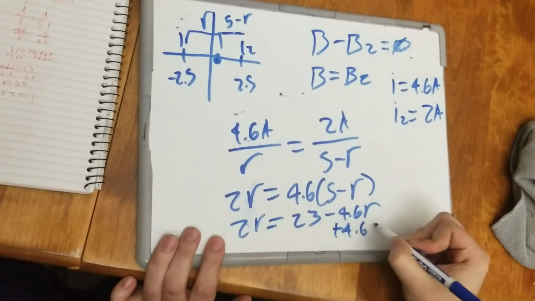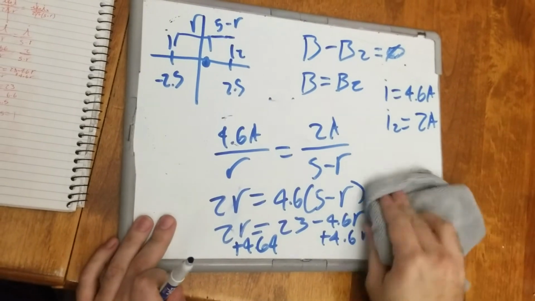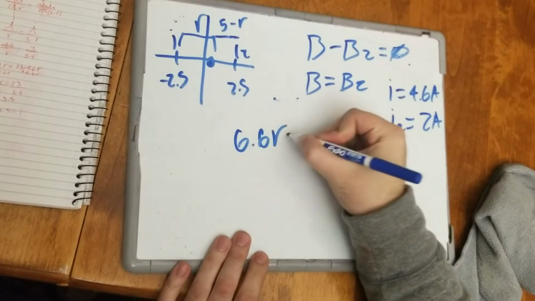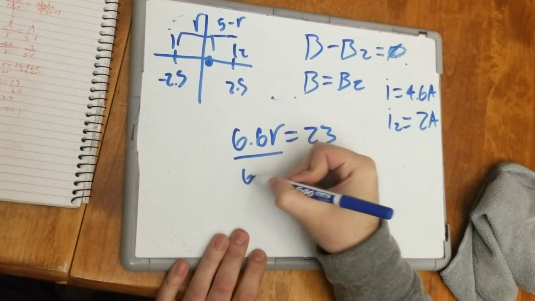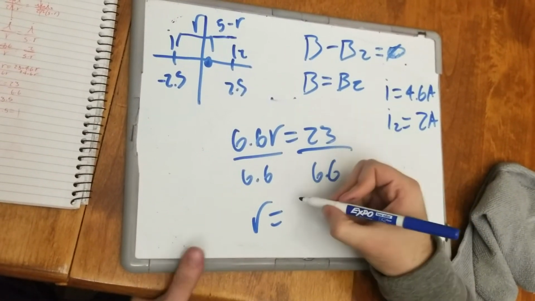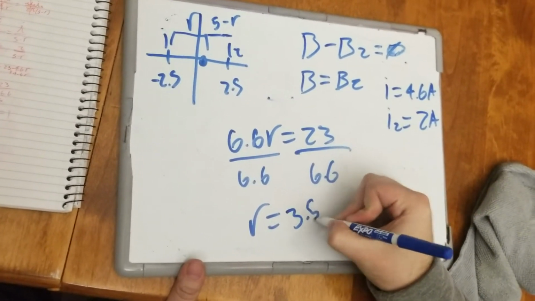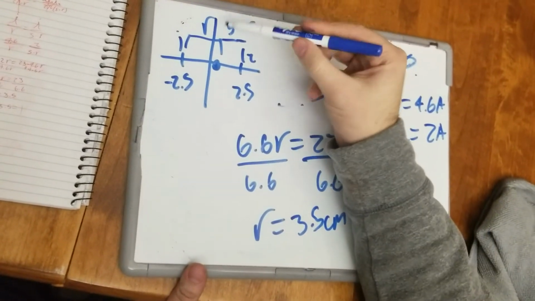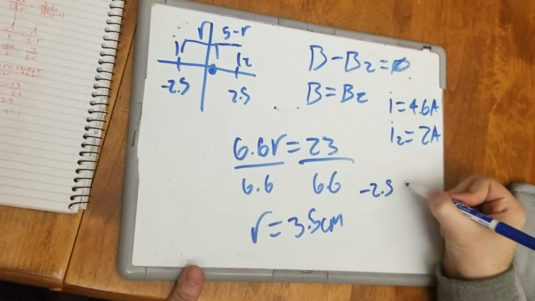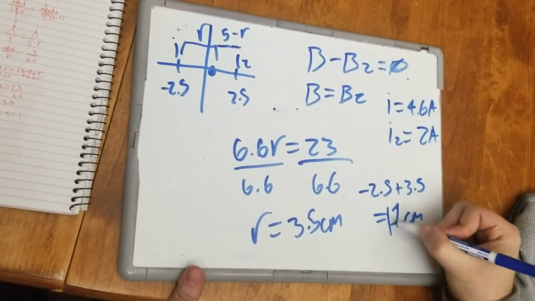Add 4.6 R to both sides, and we get 6.6 R equals 23. Divide by 6.6, and we're left with R equals 23 over 6.6, 3.5 centimeters. So that's how much R is, but we want to know where that is. So we can just add negative 2.5 plus 3.5, and we get 1 centimeter.